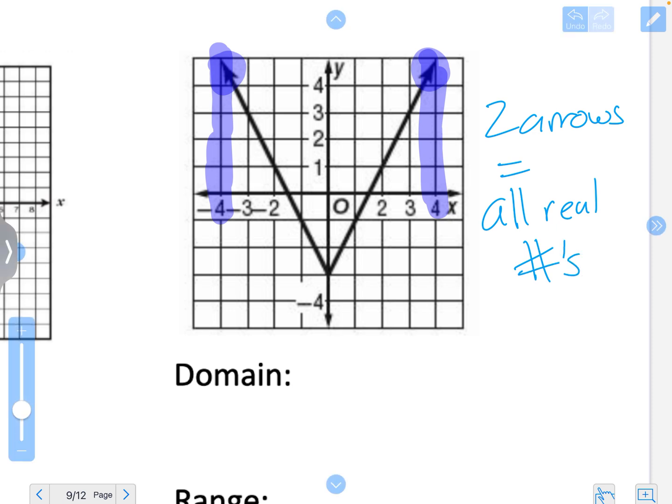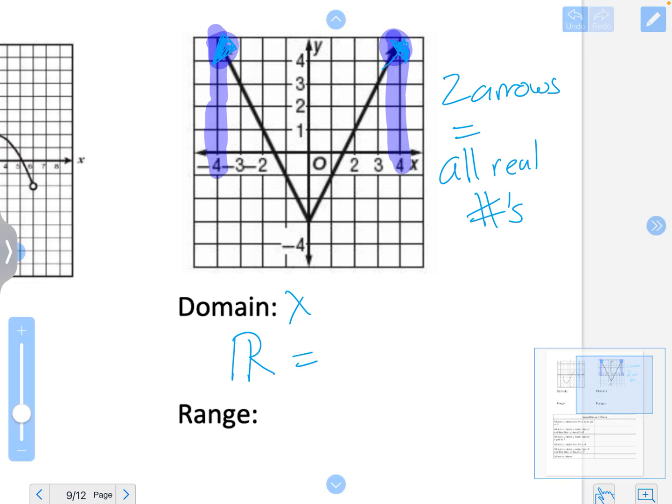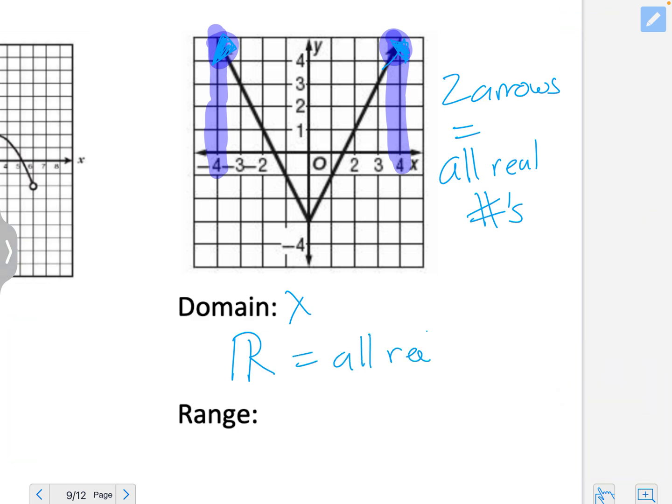And so what all real numbers means is that this arrow is just going to keep going and going and going. So any number that we can think of, eventually this line, if it keeps going far enough, is going to hit those numbers. So for our domain, we literally draw our funky looking R, which is the same thing as all real numbers.